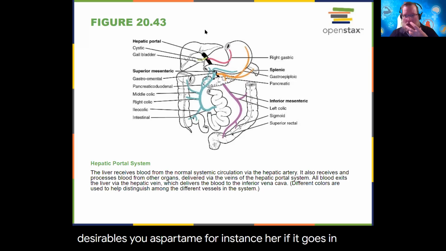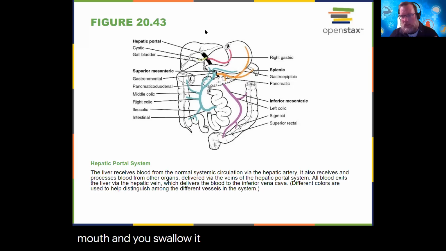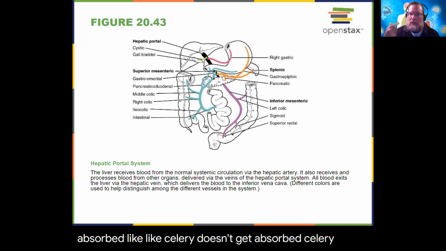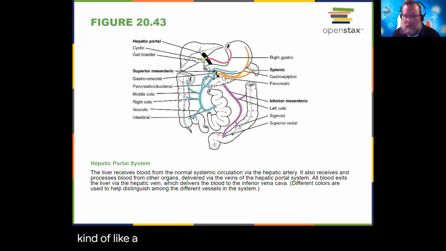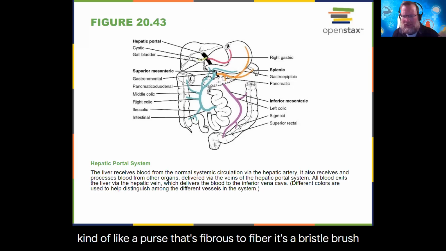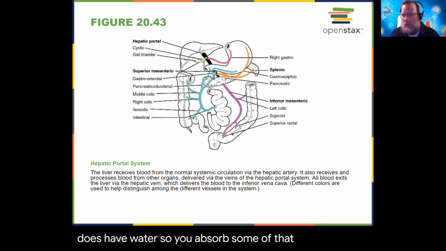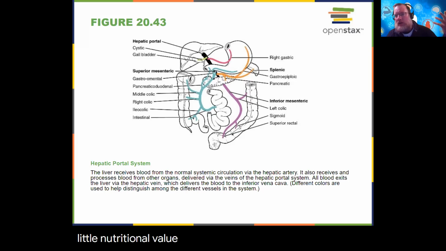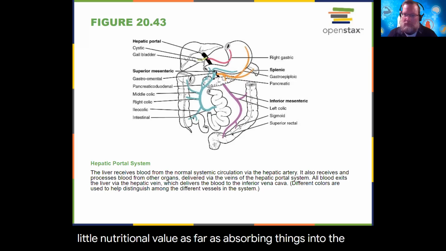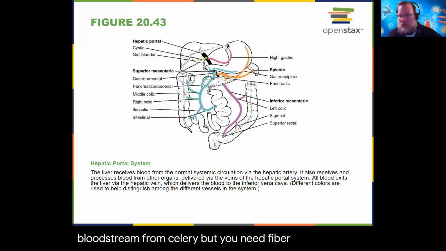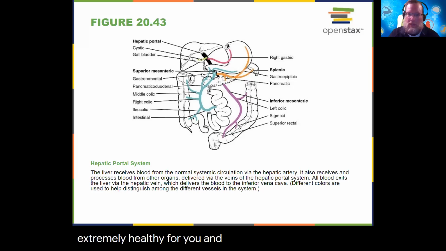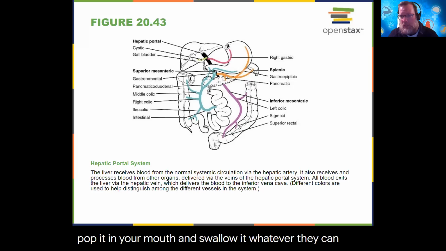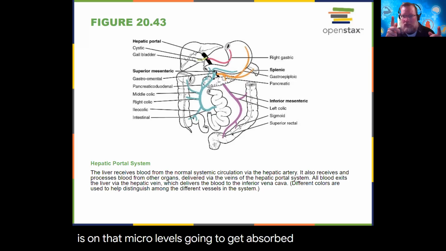If it goes in your mouth and you swallow it, it's very likely, unless it doesn't get absorbed, celery doesn't get absorbed. Celery is just kind of like a bristle. It's fibrous. It's a fiber. It's a bristle brush. It does have water, so you absorb some of that. But there's very little nutritional value as far as absorbing things into the bloodstream from celery. But you need fiber, so celery is extremely healthy for you in that respect. But yeah, if you pop it in your mouth and swallow it, whatever that chemistry is on that micro level is going to get absorbed right into the bloodstream.